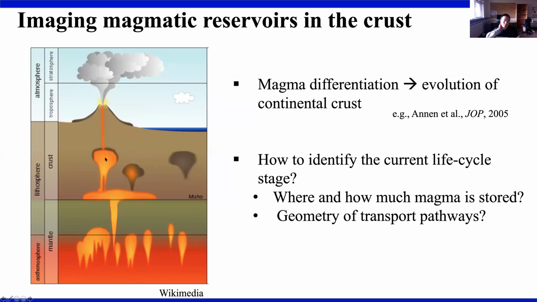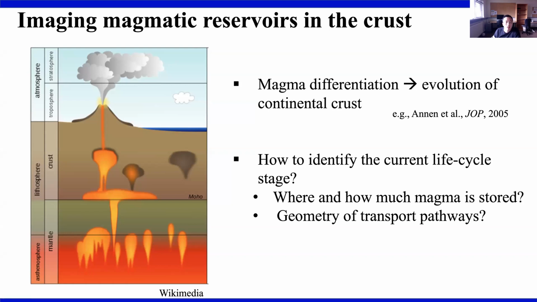In terms of broad tectonic questions, imaging this magmatic reservoir in the crust has implications for understanding the evolution of the continental crust. Think about the huge amount, hundreds to thousands of cubic kilometers, of silicic material sitting there. It will definitely modify the crustal column in terms of composition.